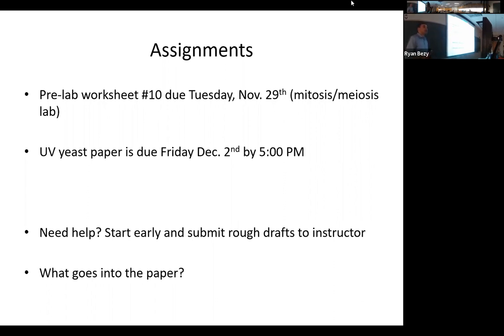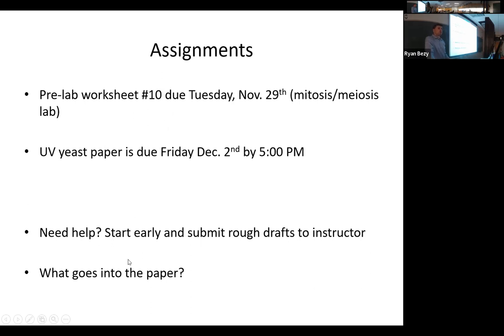The UV yeast paper is due Friday, December 2nd by 5 p.m. So end of the week on that when we come back from Thanksgiving. That does sneak up fast because, well, it's Thanksgiving break starting tomorrow. Need help? Make sure you start early. I will take a look at drafts of individual sections or the paper. We'll offer feedback on those before you have to turn in the final copy.